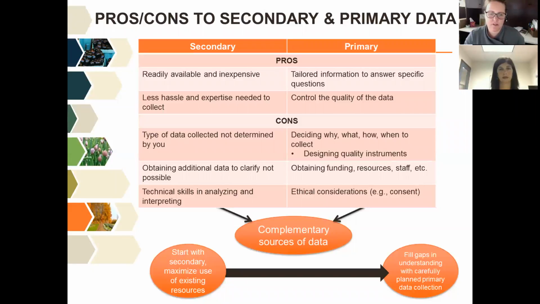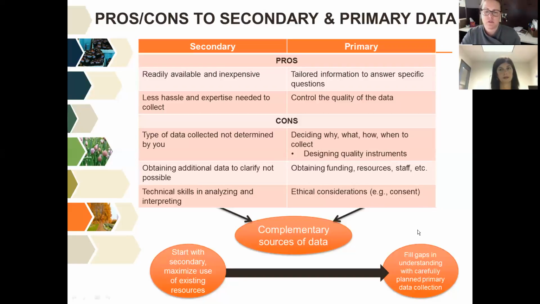And there may be some additional technical skills in analyzing and interpreting, and you'll see later in the presentation how, especially in recent years, this has become a lot easier. There are raw data sets that we can download and analyze using statistical programs, but there are also many tools and websites that do that for you and provide resources in the format of maps and different user-friendly modes.